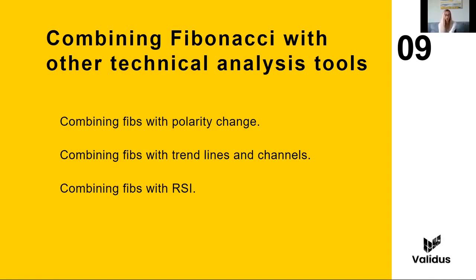Combining pips with polarity change. This is a great way to use Fibonacci retracement, looking for the Fib levels which interact with old support and resistance lines. Like here, price broke the previous highs and started pulling back. The older resistance should become the new support. So you may be going long on the retest of this level.